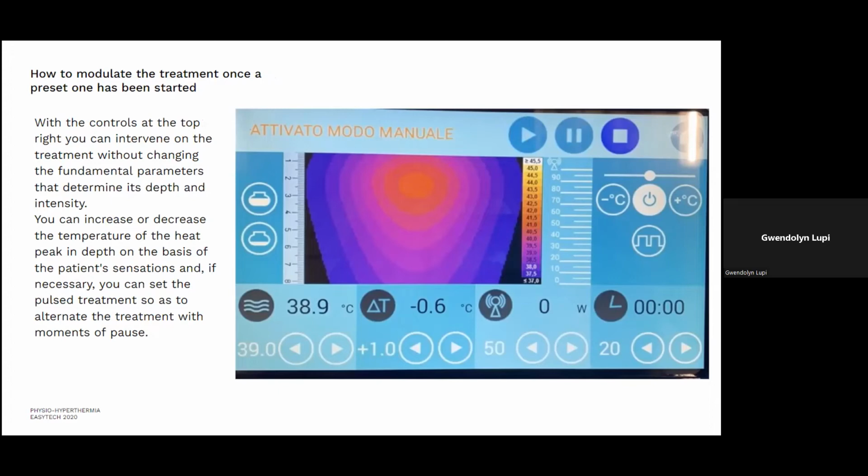This is very important. But what I can do in any case, even if I am in a protocol, is act on some of these buttons in case the patient feels too much heat, or you want to decrease the feeling of heat, for instance. So you can increase or decrease the temperature, but you will not exit the protocol, because you want to stay in this protocol. So you have some buttons on your right, minus and plus, as you can see.